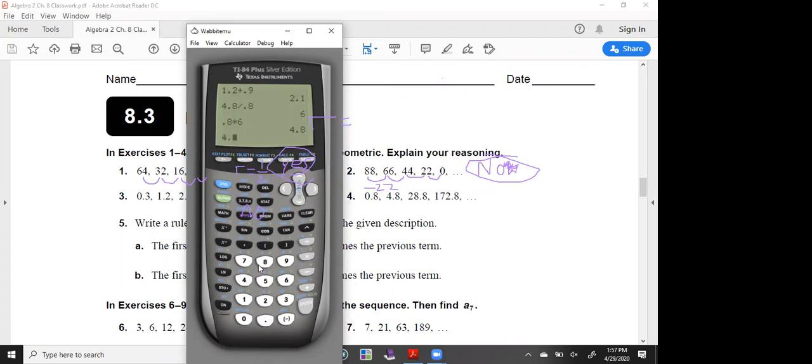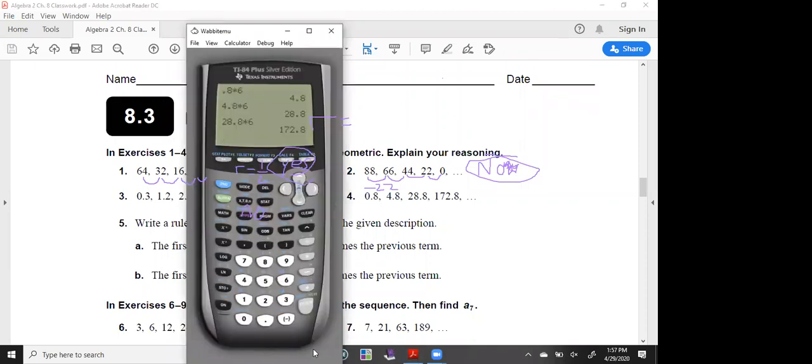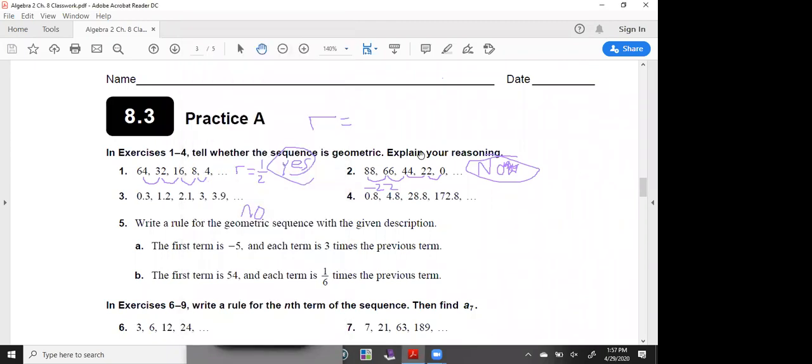Well, let's see. 4.8 times 6. Yeah, that gives me 28.8. And what about 28.8 times 6? Yes, that gives me the next one. So I kept multiplying by 6, and that gave me my next term. So yes, I'm going to put r equals 6.